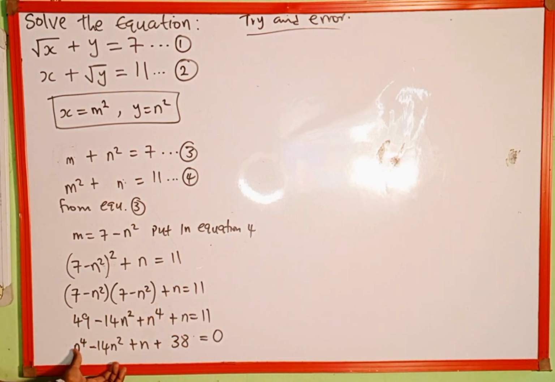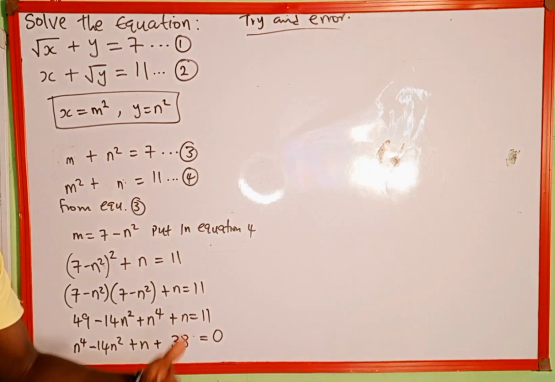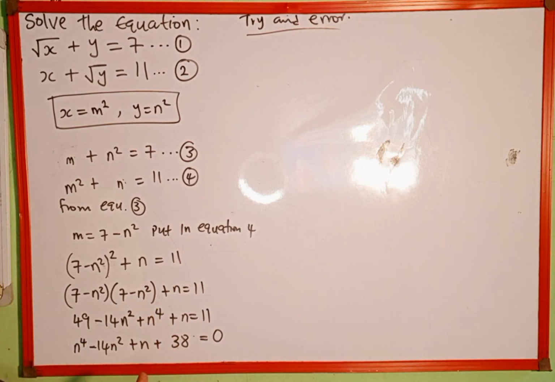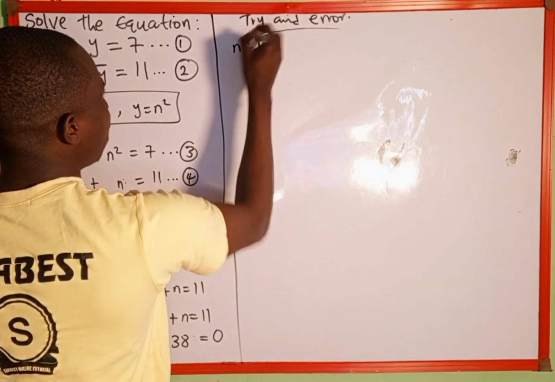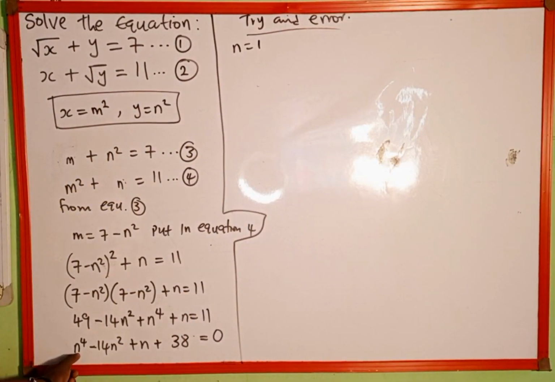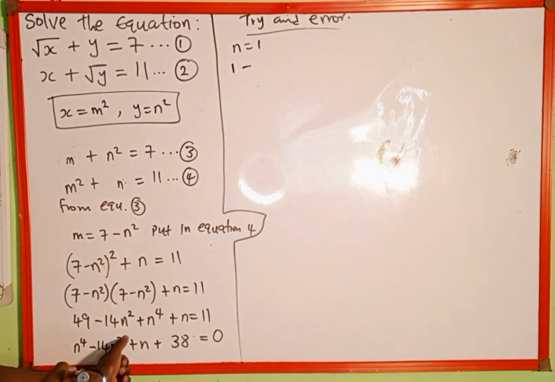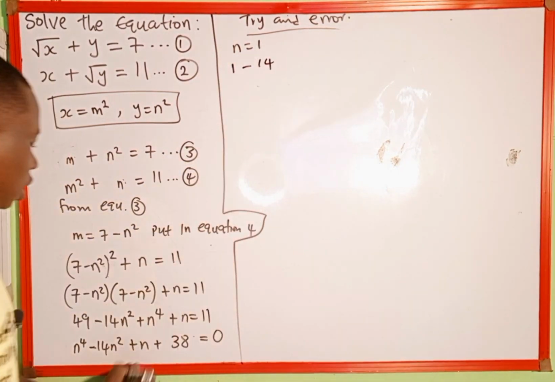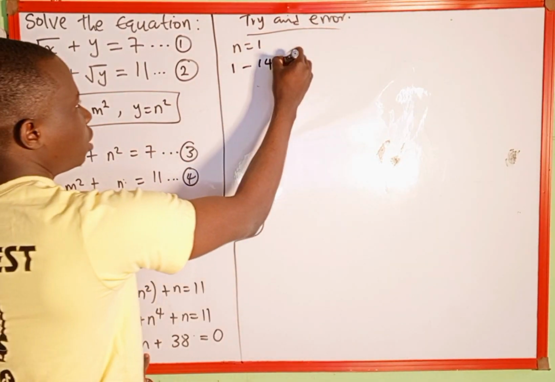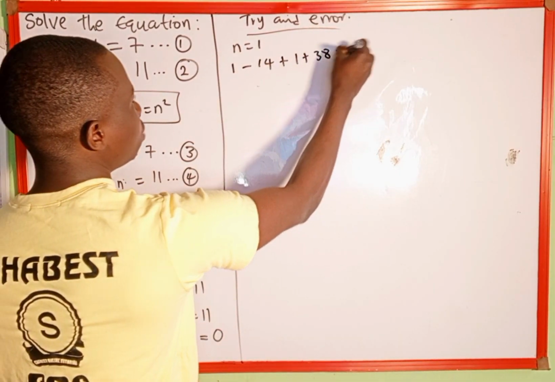But if the left hand side is not the same as the right hand side, then we try the next number, which is 2. If n is equal to 2 did not satisfy, then we try 3, we try 4. So let's start from 1. At n is equal to 1, when we plug in 1 here, 1 to the power 4 is the same as 1, then minus 1 square is the same as 1. Then 1 multiplied by 14 is the same as 14. Then plus 1. When we plug in 1 here, it is going to be 1. Then plus 38. Plus 38 is equal to 0.